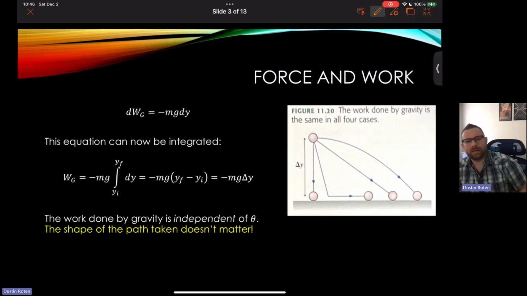Okay, so now we have this new statement. We have dw equals negative mg dy. So what can we do with that? Well, we can integrate it. We have infinitesimals on both sides.